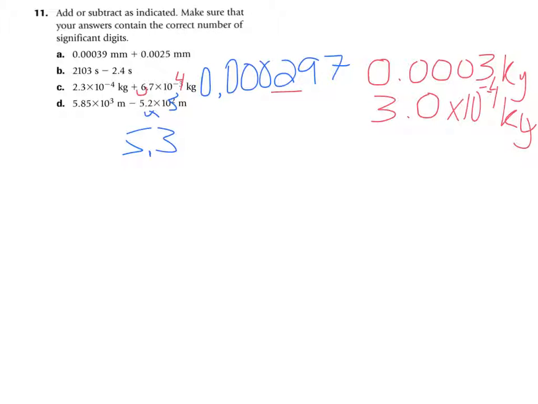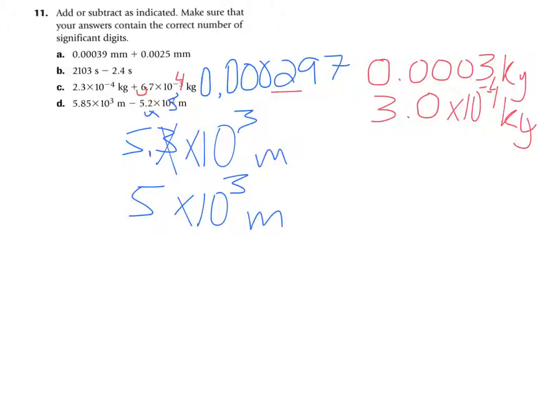5.3 times 10 to the third meters. But since we converted that out of it, it would just be 5 times 10 to the third meters, since this should not be there because we converted this out right here, and moving the decimal place over 1 gave us no numbers after the significant digit. So it changes things just a little bit.